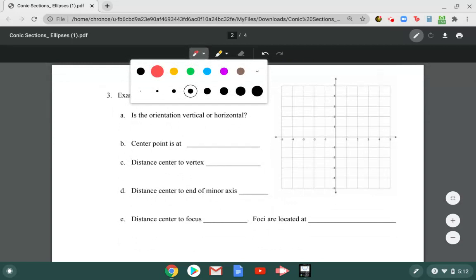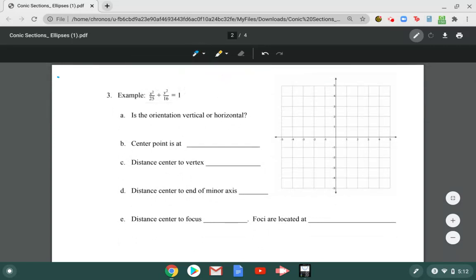Okay, so here comes our first example. First question is, what's the orientation? Well, I just look at my denominators and decide which one's bigger. It's the x, which means I have horizontal orientation. So right off the bat, I know that my major axis is going to be in the horizontal direction. My center is going to be in the middle, my vertices are going to be at the endpoints, and my foci always live on the major axis. So a ton of information based on orientation.